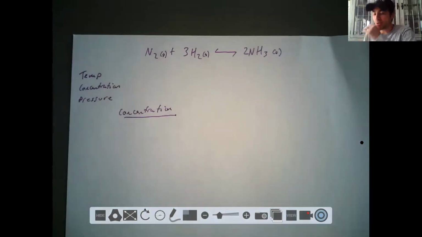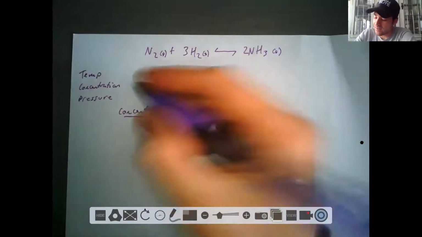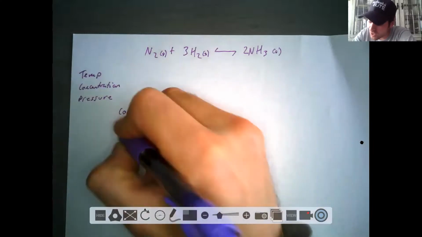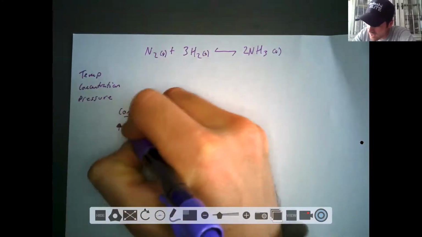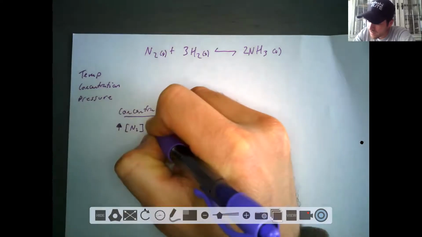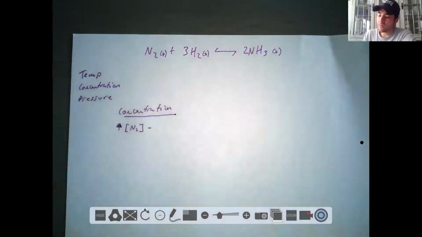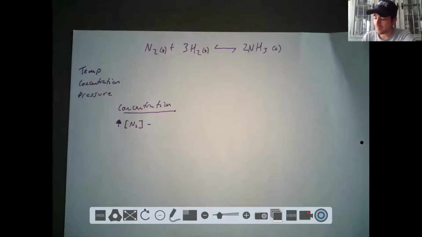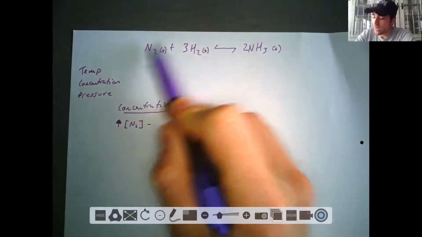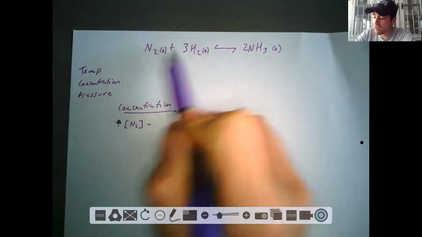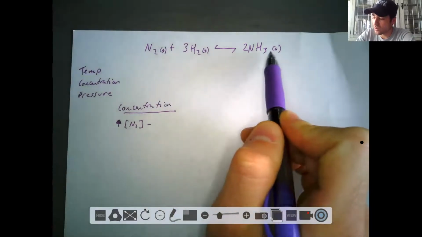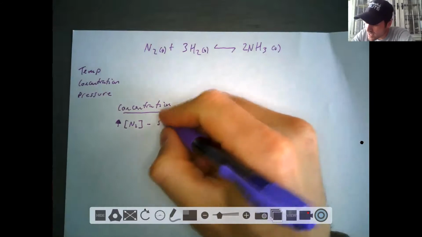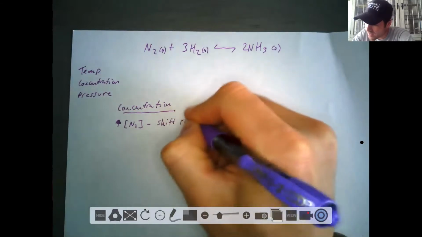So again, remember, concentration, you're just looking at how much of something you have. And there's a ton of scenarios we can look at. So we could look at increasing the concentration of N2, which just means we're going to add N2. So we have to know what happens. What would happen here if I added N2? Well, if we add to the left, we have too much here, so it's got to shift to the right in order to get back to equilibrium. So we would say shift right.